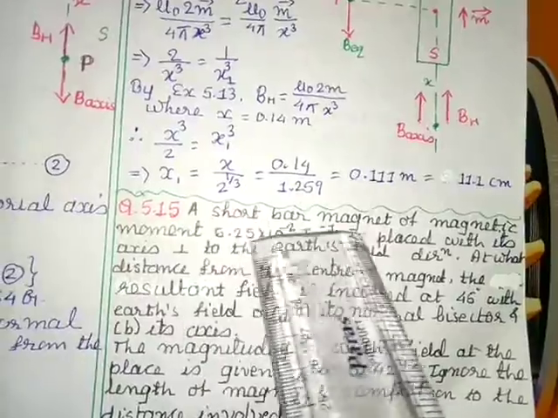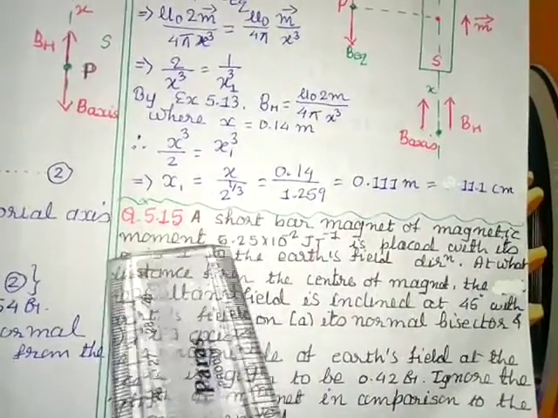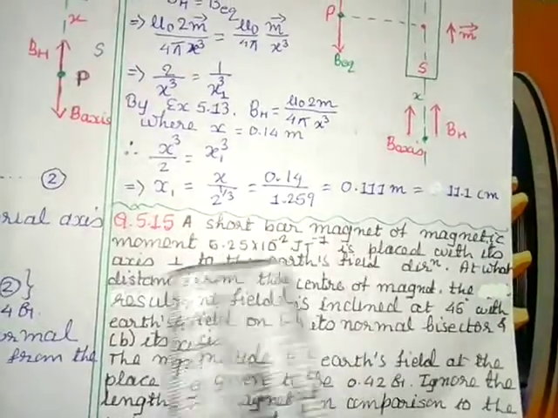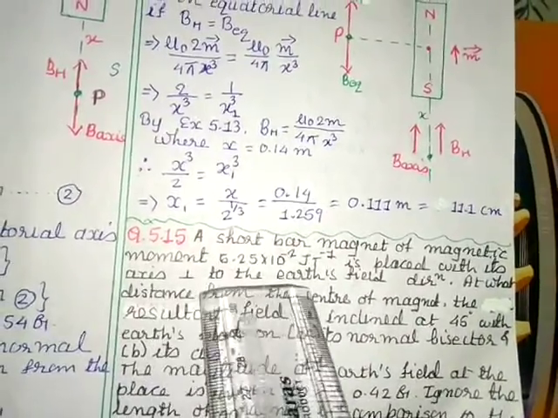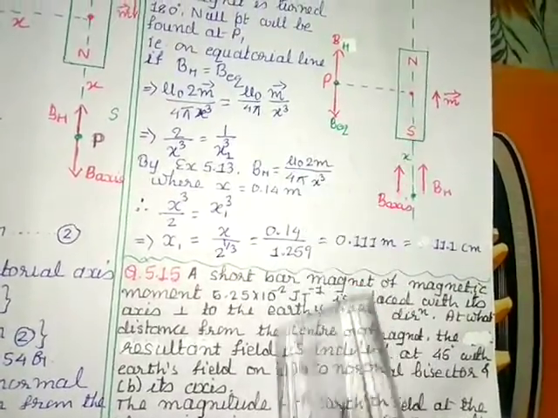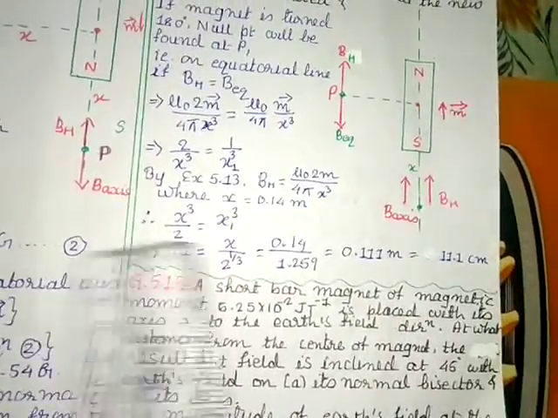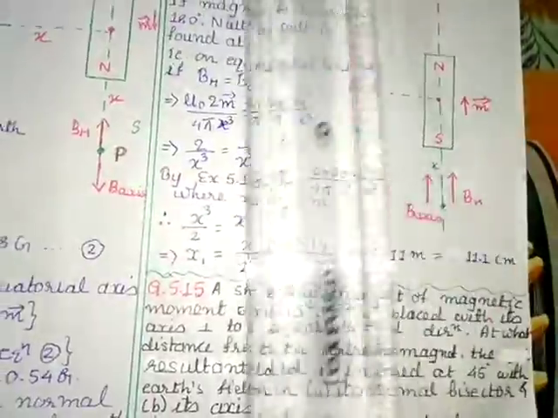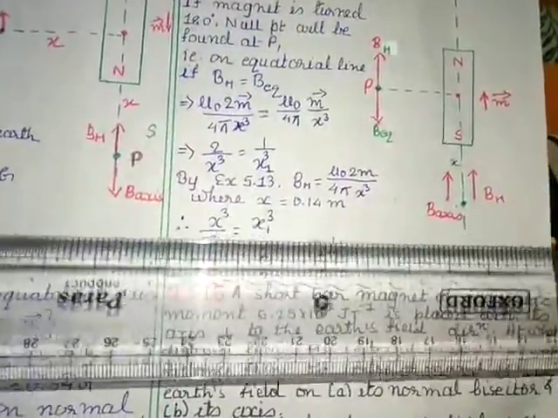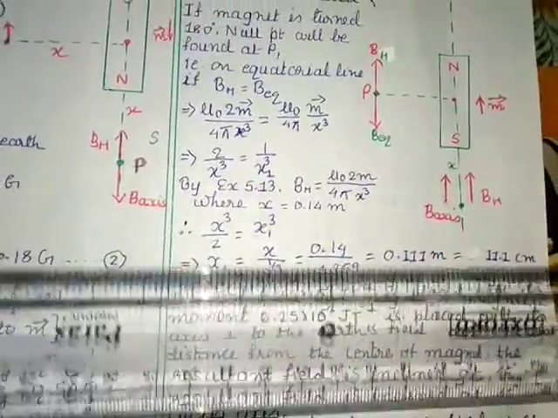What they have said is that the bar magnet with magnetic moment m, 5.25 into 10 to the power minus 2 joule per Tesla, is placed with its axis perpendicular to the earth's magnetic field. Okay, so if I take the earth's magnetic field in this direction, then the magnet is placed like this. If the magnetic field is in this direction, then the axis is perpendicular, so the bar magnet is placed in this way.